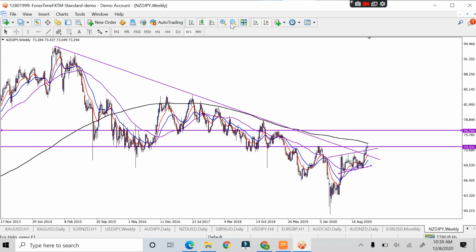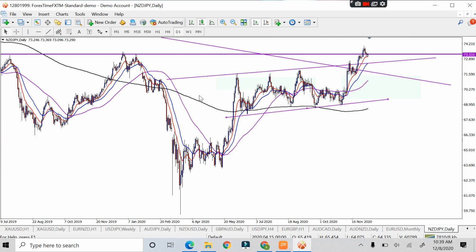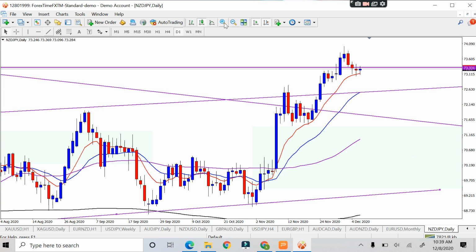If you shrink that, you find out that it has been a resistance sometime in the past and has also acted as support if you go to the left of the chart. So on weekly, it has broken out. Then on daily, you can see that it has done a retest. Let me maximize that for you. It has done a retest at a resistance that we just drew.